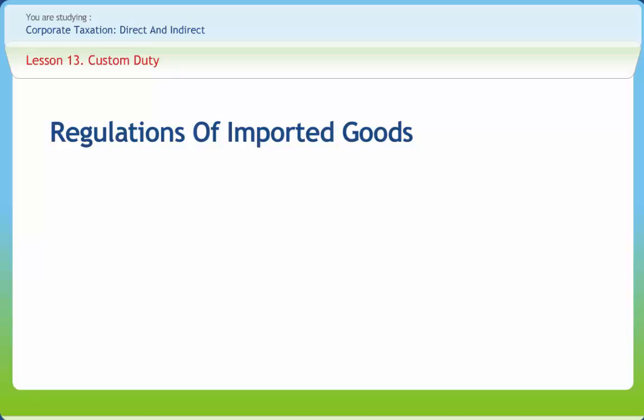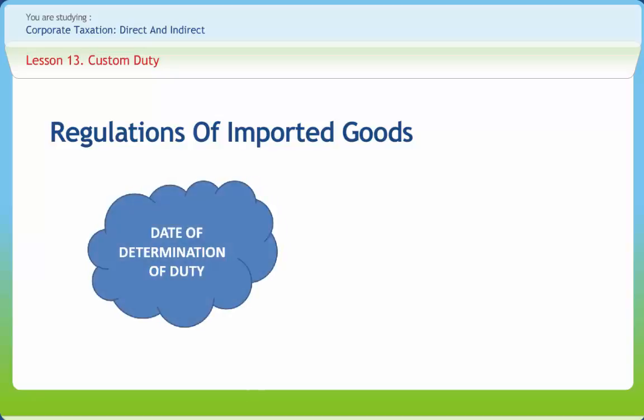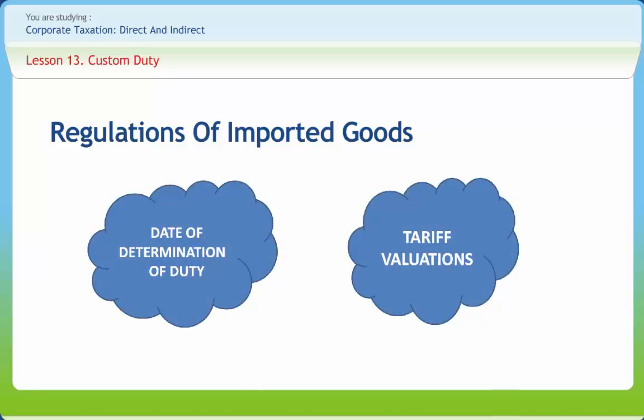Now before we go further, let's discuss date of determination of duty and tariff valuation of imported goods. The rate of duty, rate of exchange and valuation applicable to any imported goods shall be the rate and the valuation in force. In case of goods entered for home consumption, on the date on which a bill of entry in respect of such goods is presented under that section. In case of goods cleared from a warehouse, on the date on which the goods are actually removed from the warehouses. In case of any other goods, on date of payment of duty.